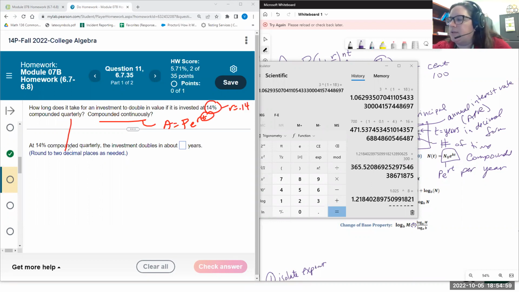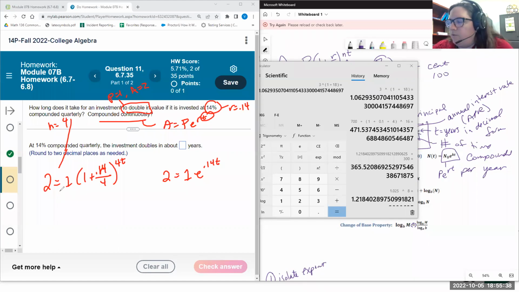Actually, do the setup for both, I guess. Quarterly, we would have, so this is to double in value. So I'm going to pick, say, P equals 1, then A equals 2. So 2 equals 1 times 1 plus 0.14 for r over 4 for compounded quarterly to the 4 times the unknown t, or with the continuous, 2 equals 1 times e to the 0.14t. So yeah, the solving process is a little bit different.